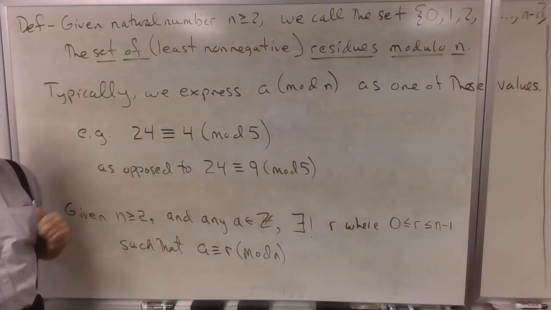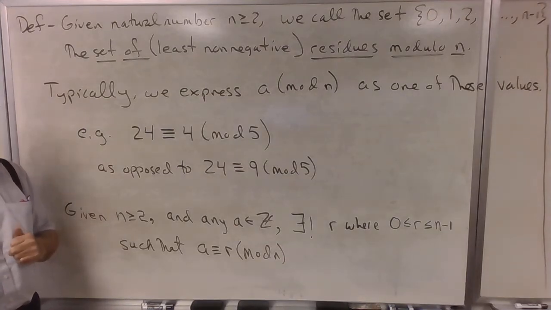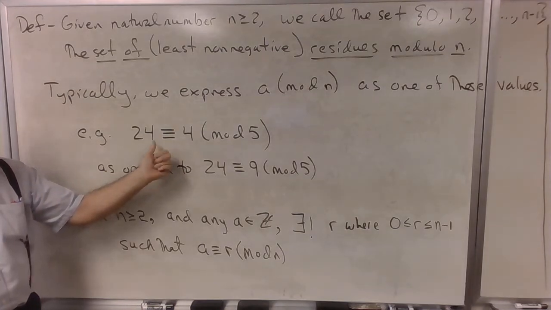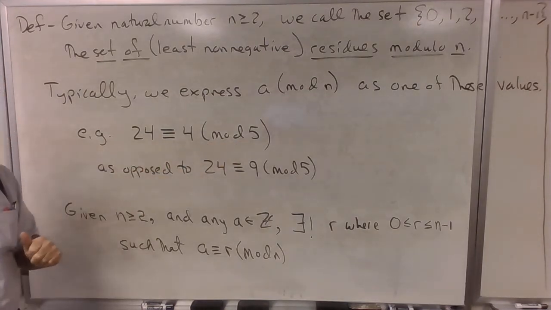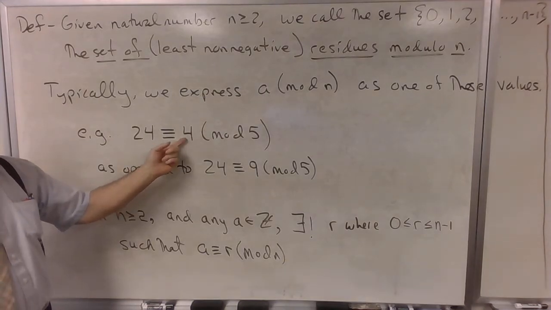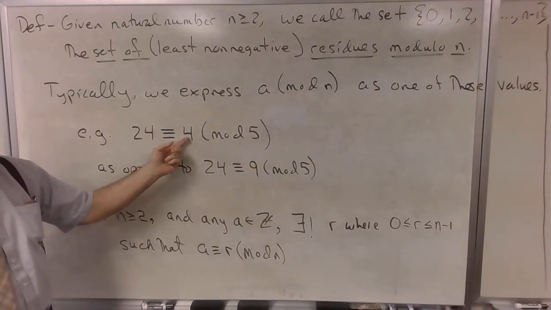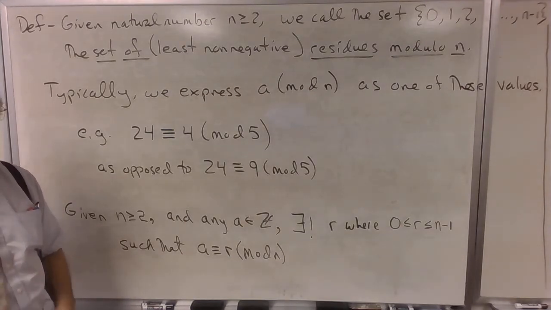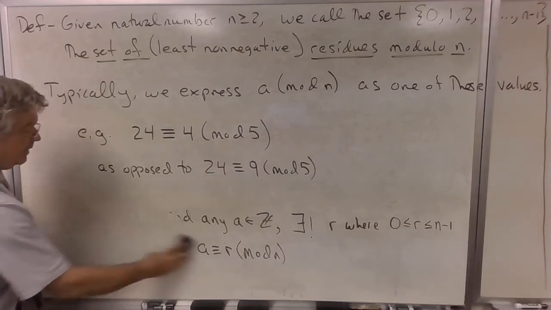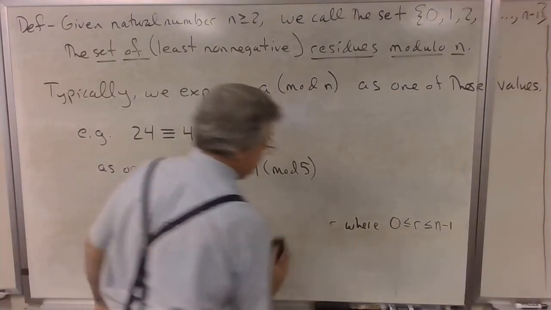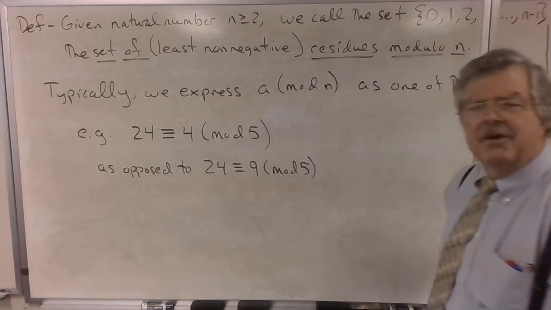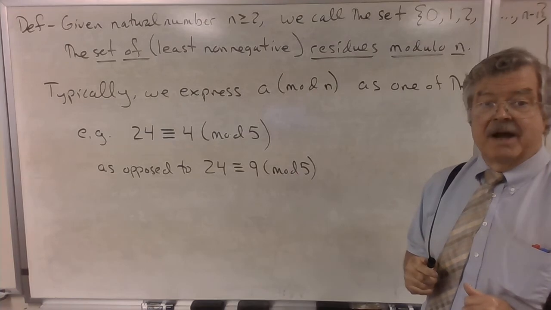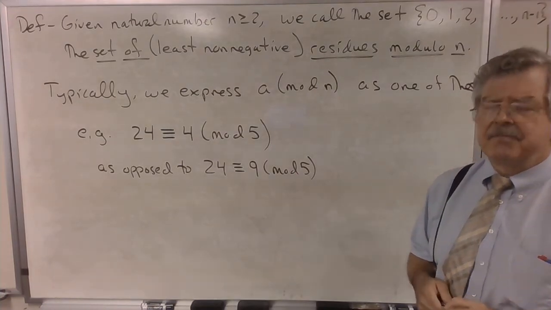Both of these are true, but typically when we give a congruence of a number modulo n, we do it in terms of the least non-negative residue. Much the same way that when we write a fraction, typically we write the fraction so that the numerator and denominator are relatively prime. They have no factors in common.